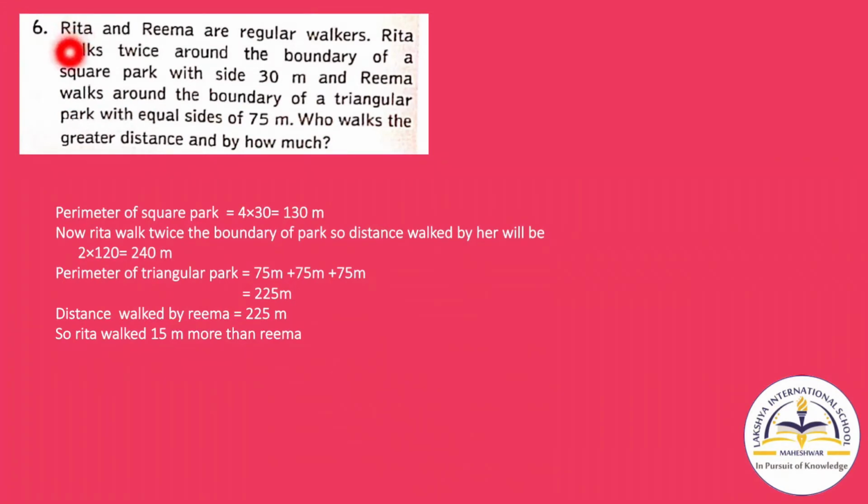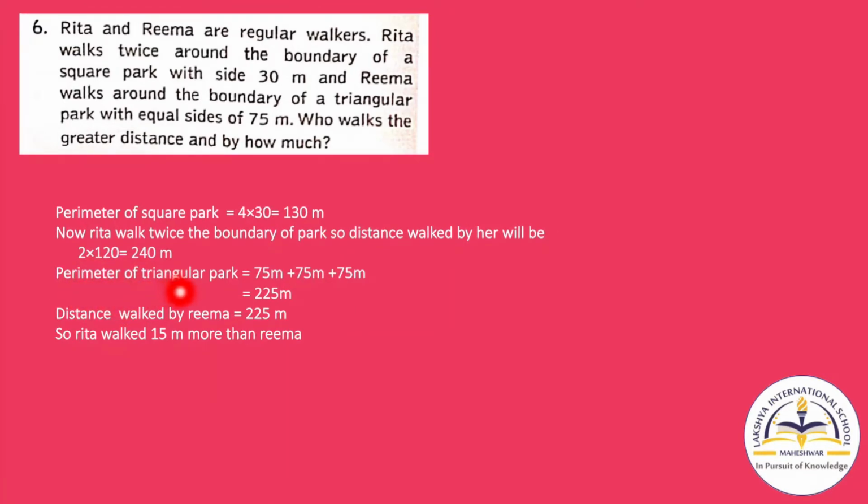Now question number 6, Rita and Rima are regular walkers. Rita walks twice around the boundary of a square park with side 30 meter, and Rima walks around the boundary of a triangular park with equal sides of 75 meter. Who walks the greater distance and by how much? So we know for a square park, the formula is 4 into side. It means 4 into 30, that will be 120 meter, and Rita walks twice the boundary of the park, so the distance will be 2 into 120, it means 240.